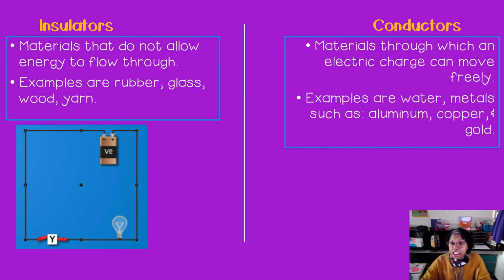An example of conductors is water and metals. So metals are good conductors. So metals such as aluminum, copper, and gold.